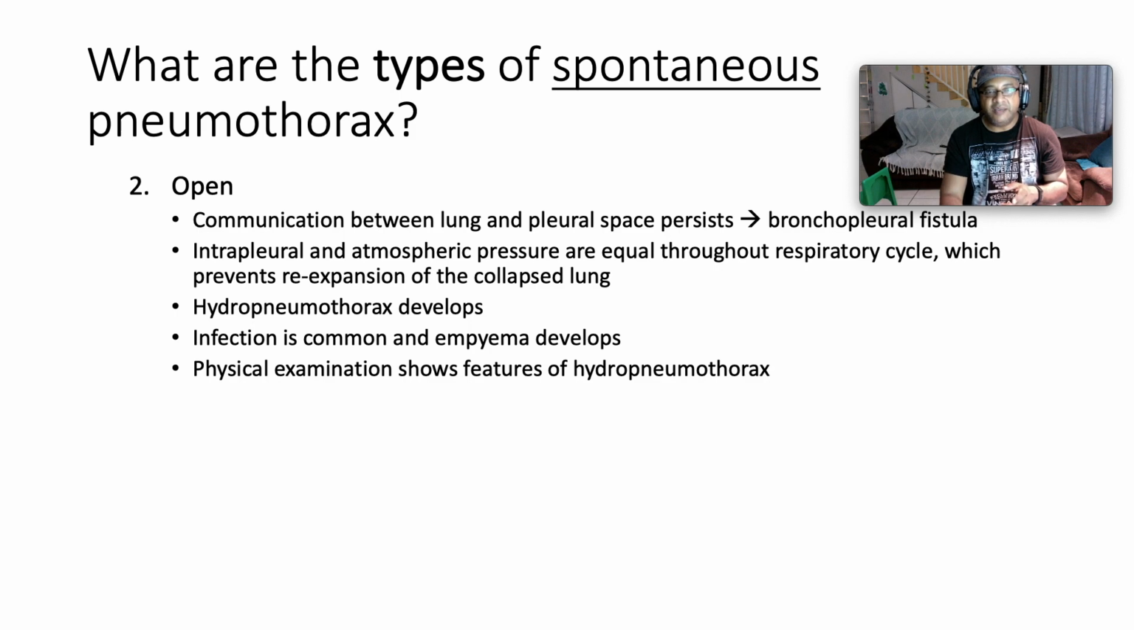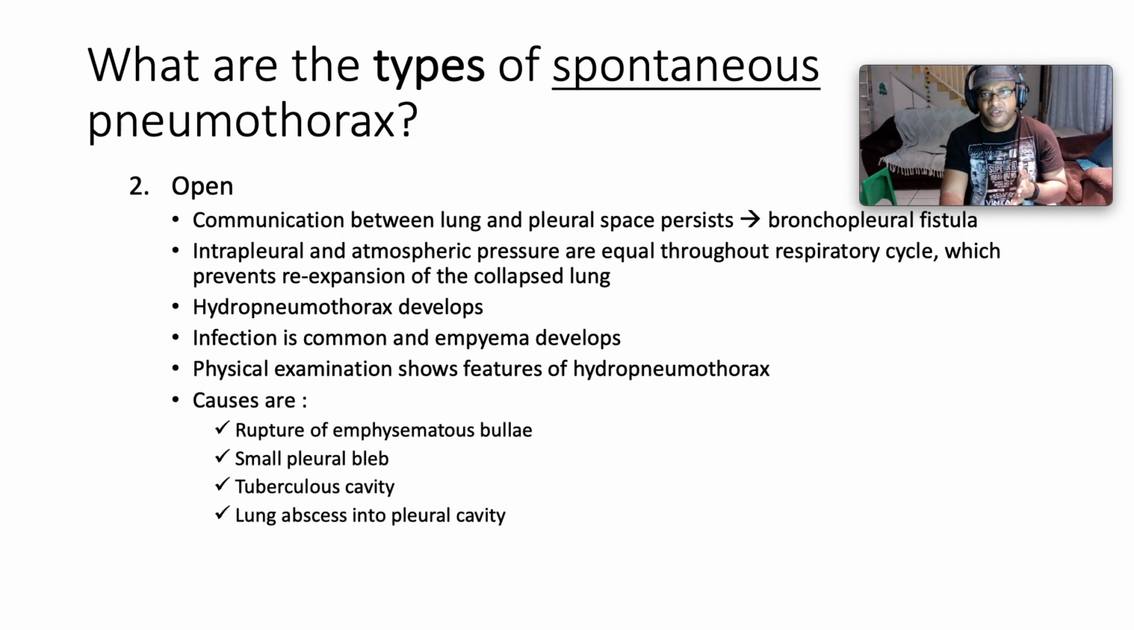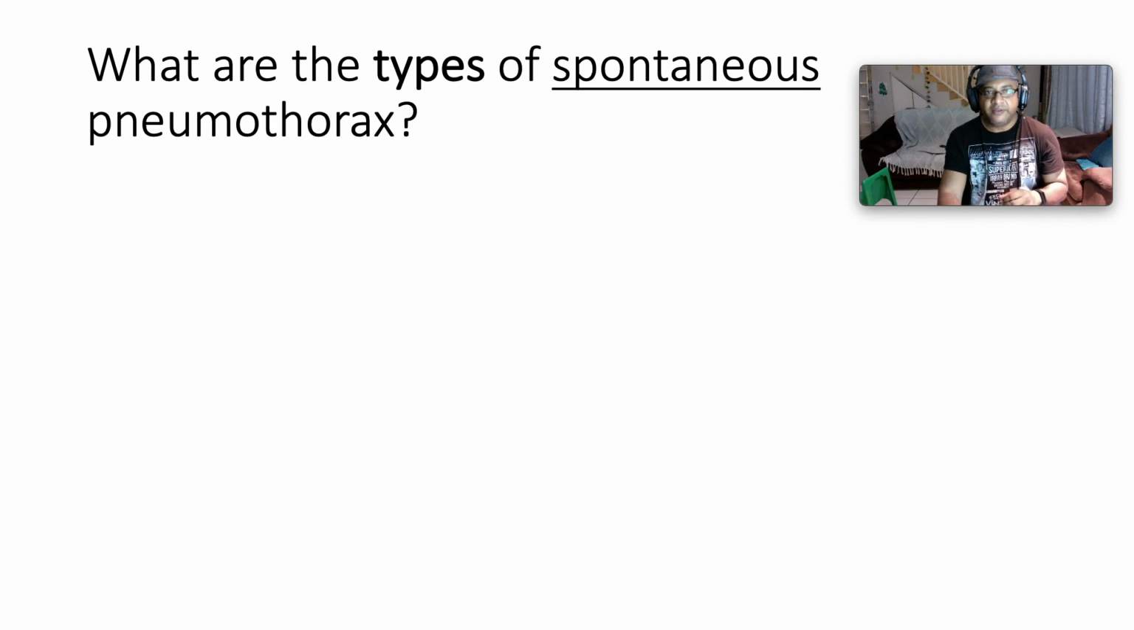But then the open type is where there's a communication between the lung and the pleural space which persists, and that's what we call a bronchopleural fistula. Here, the interpleural and atmospheric pressure are roughly equal throughout the respiratory cycle, which prevents the expansion of that poor collapsed lung. Hydropneumothorax often develops, infection is common, and empyema develops, and the physical examination shows features of a hydropneumothorax. Causes of open spontaneous pneumothorax are rupture of emphysematous bullae, small pleural bleb, tuberculous cavity, or lung abscess, right?